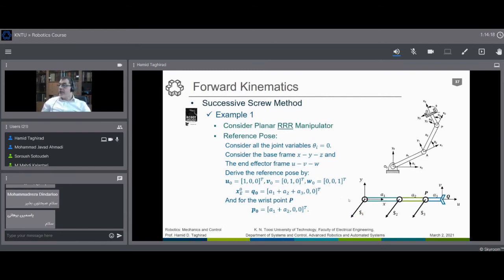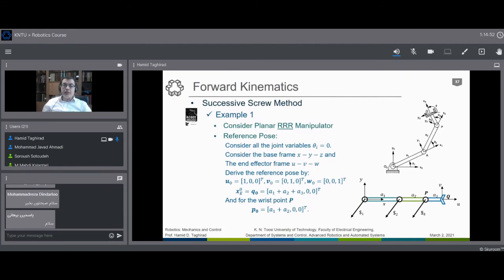Let's see. When we put it in this way, we have a reference frame here, X, Y, Z, which we call X0, Y0, Z0, or just X, Y, Z, because we have only one frame of reference. And we have a moving frame here. We assign a moving frame here as well, and it is much easier to assign the moving frame along X, Y, and Z. So we have the same U, V, W at the end effector. So we have the frame on a reference frame.